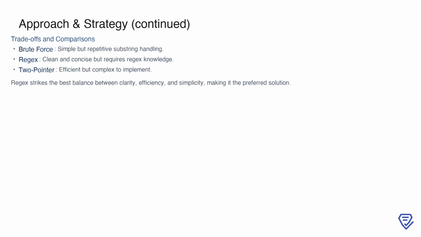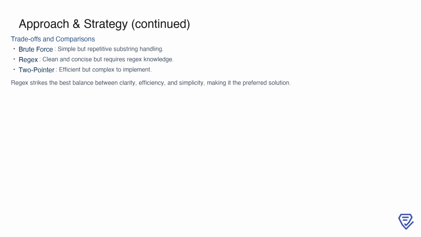When comparing the approaches, each has its strengths and weaknesses. The brute force method is simple but involves repetitive substring handling, which can become cumbersome. The regex-based solution is clean and concise, leveraging a powerful tool to simplify digit extraction, but it does require familiarity with regex syntax. The two-pointer approach, while efficient in memory usage, is more complex to implement and prone to errors due to the careful pointer management it demands. Ultimately, regex strikes the best balance among these factors, providing a solution that is both efficient and easy to understand.